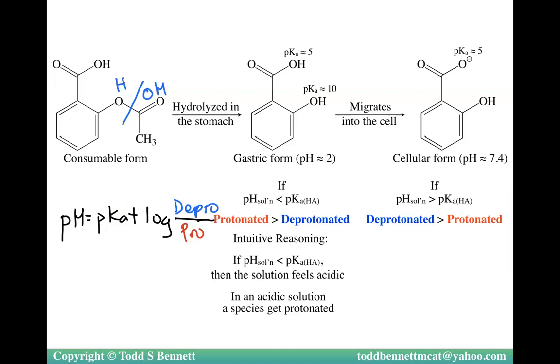Okay, so let's figure out what the heck's going on and why I'm going through this. When I take aspirin, it goes in my stomach. It's a gastric form. Stomach is around pH 2. It's all well and good.